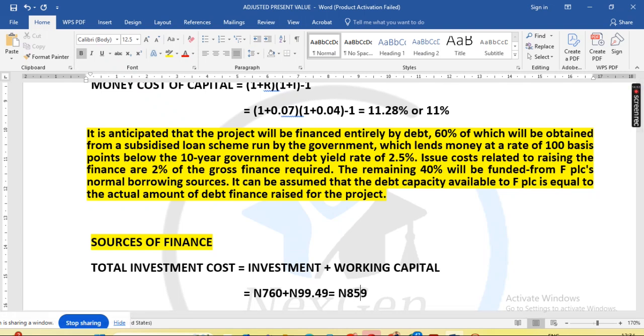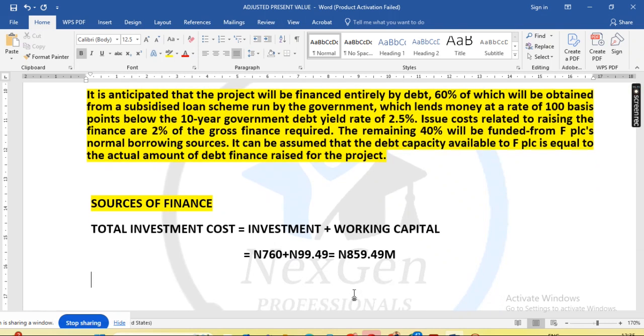859.49 million. Right? Because we're told that everything will be financed by what? By debt, including the working capital, because they say the project will be financed, but it is inclusive of the working capital. So therefore, we're told that of which 60% will be obtained from subsidized loan.